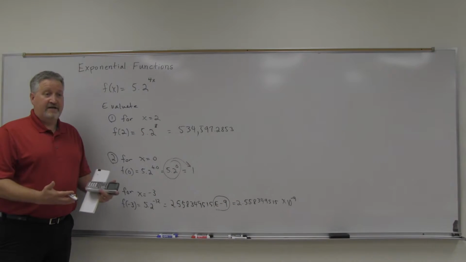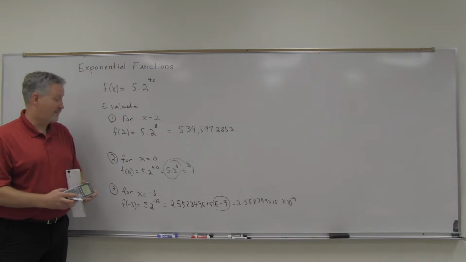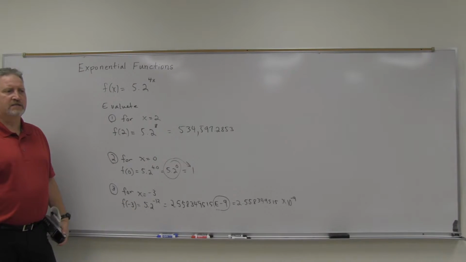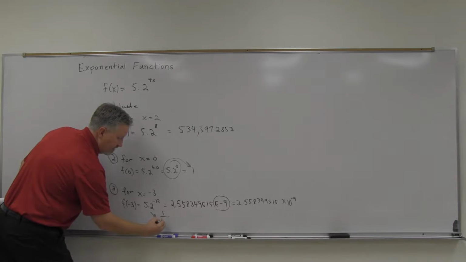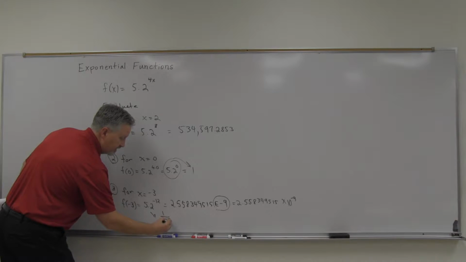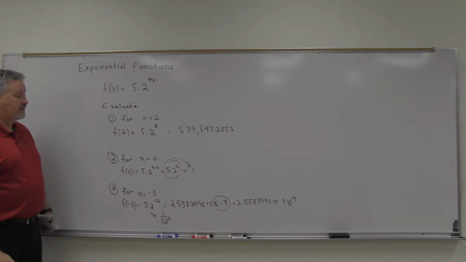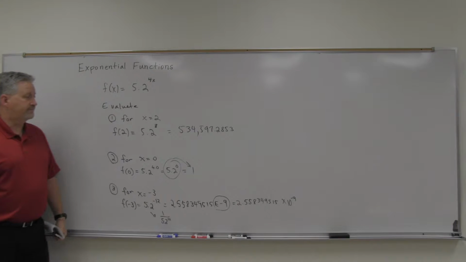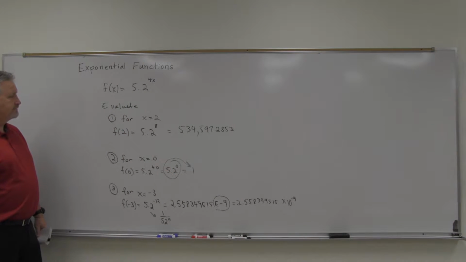So it is not a negative number. Can anybody tell me why this isn't a negative number? What does a negative power really mean? A negative power means flip it over, right? So this really is 1 divided by 5.2 to the 12th power. And so you do not get a negative number there because it's just 1 divided by a large number. That's why you get a very small number here.